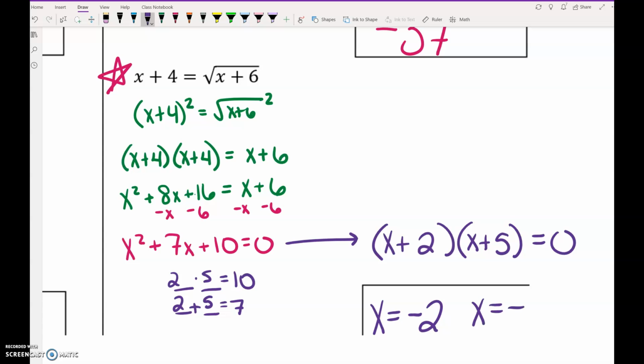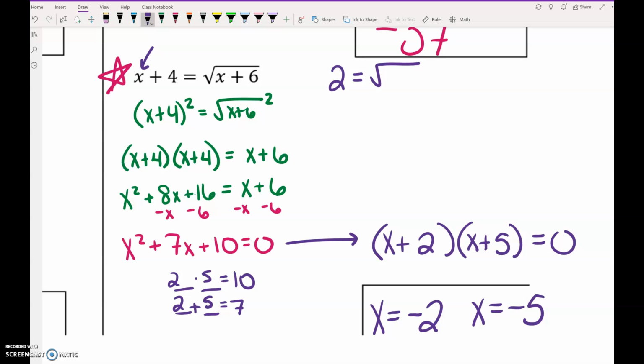Negative 2, negative 5. Okay, massive test hint. There's room on the test for you to enter 1 answer for this problem. If you try to enter 2 answers for this problem, you will get the problem wrong because one of these answers doesn't work. So we have to check it. If we check negative 2, what is negative 2 plus 4? Positive 2. So positive 2 equals the square root of something. That's going to be okay.